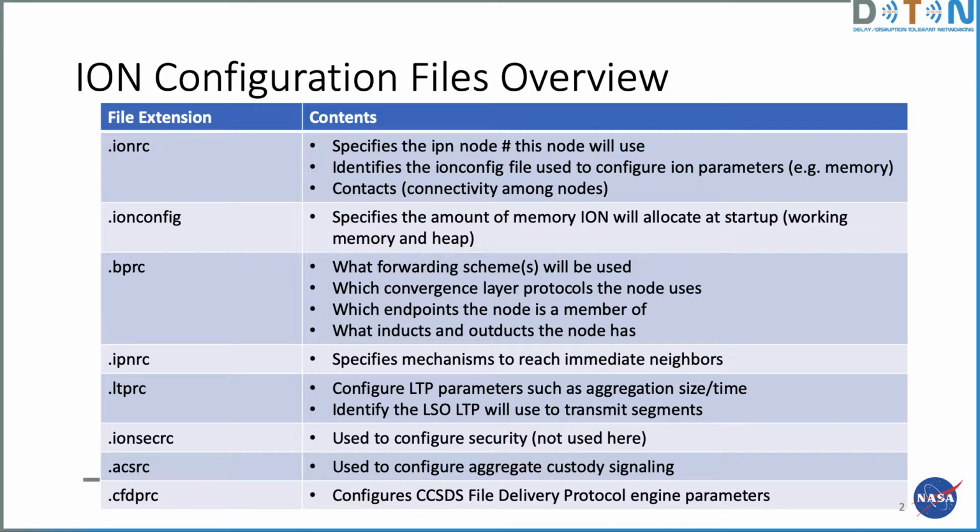And CFDP-RC is for configuring CCSDS file delivery protocol parameters. I think I've got an example later that actually uses CFDP to move some files around, and we can look at how that works.